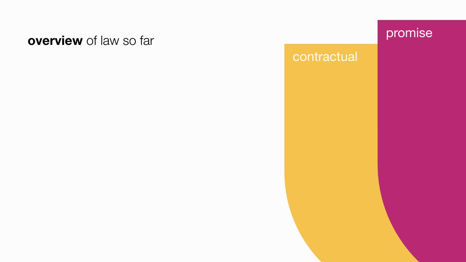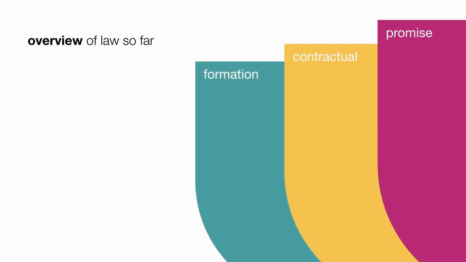We said that to be contractual means that a promise is part of an exchange and part of a contract. We said there are three elements to contract formation. Those are offer, acceptance, and consideration. Our emphasis and our look so far has been at consideration.